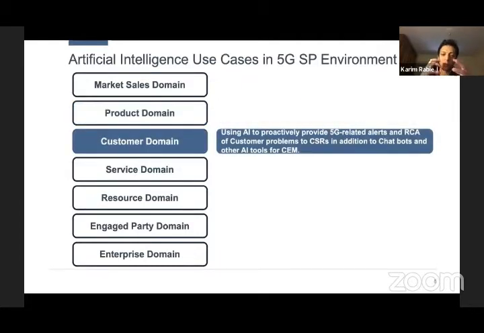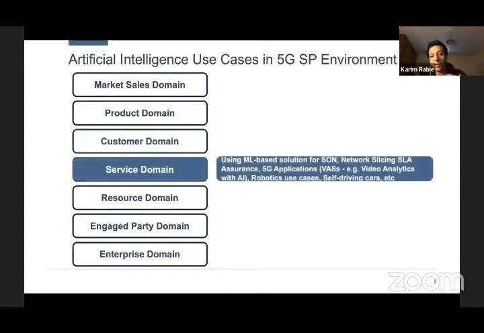In the customer domain, that's where you find the customer experience management, the customer problem management, the CSRs, I mean, the people who are working on the help desk. So you can have a lot of artificial intelligence capability there, chatbots, and some sort of proactive 5G alerts that can help with customer problems, having some sort of proactive RCA that helps the agents communicate with the customer. So again, that maps to the BSS domain in the enterprise hierarchy, and there are a lot of capabilities of artificial intelligence and potential for machine learning use cases in the customer domain.